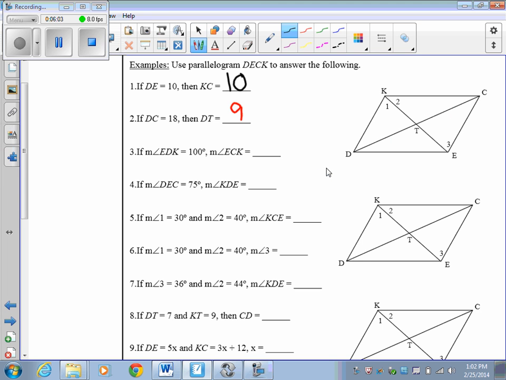So number 3 says the measure of angle EDK. So EDK. So this whole angle here is 100 degrees. And we need to find ECK. So we need to find what that is. So we need to remember that opposite angles are congruent. So that means it's going to be 100 degrees.